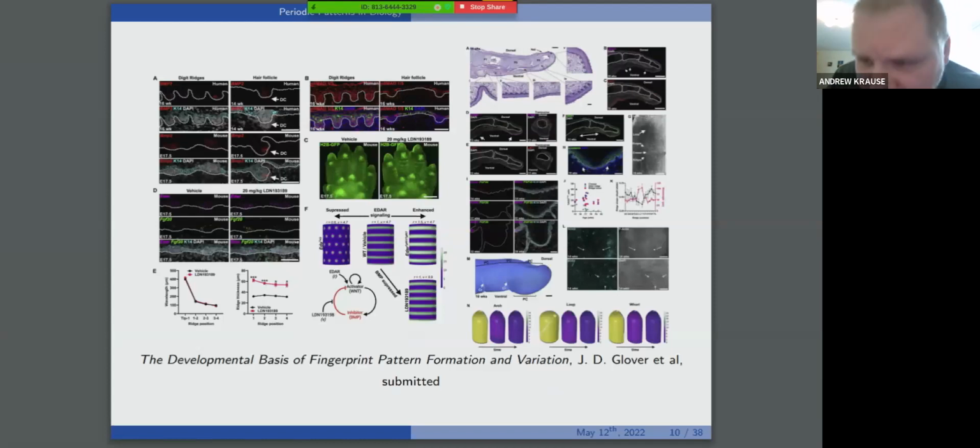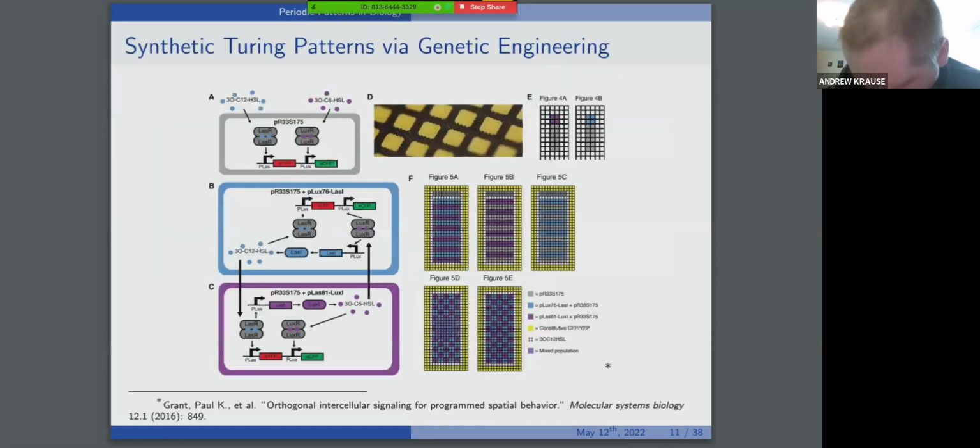I won't go through any of this detail, quite a lot of histology, quite a lot of experimental work, but I hope this appears soon. And again, these are structures where there is some sort of underlying periodic pattern, but you do have macroscopic things like arch, loop, and whorl patterns. You have things happening at the boundaries of your fingerprints, and you have a lot of interesting structure in these patterns.